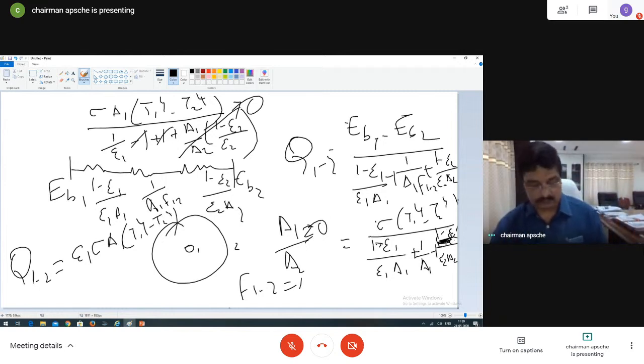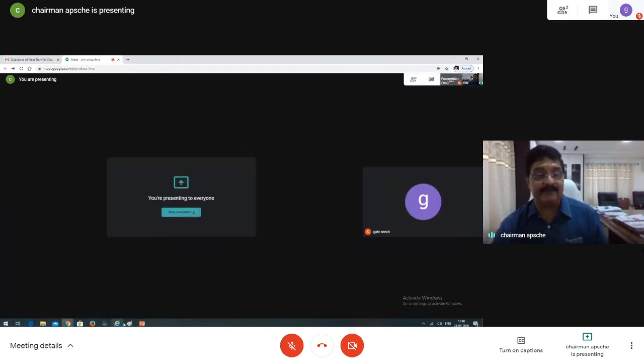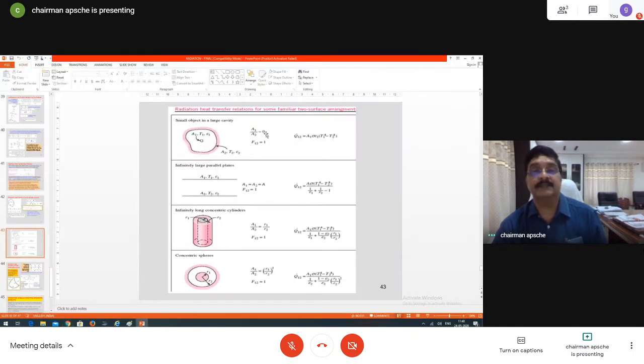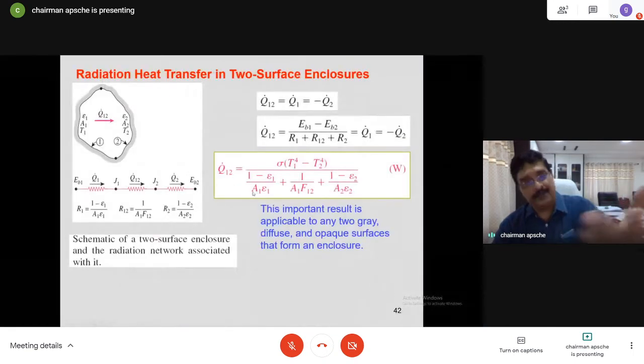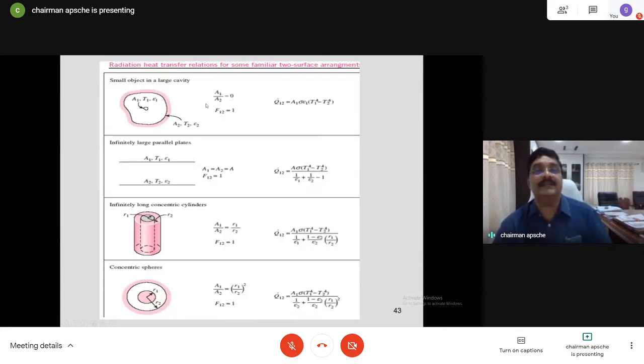Okay. So what do I say? If you know that equation, you can apply any kind of a condition into this. That's what I said. You have this equation, you go on applying the conditions. What are the conditions? If a small body is placed in a large enclosure, I take out two conditions. A1 by A2 is equal to 0, F1 to 2 is equal to 1, F2 to 1 is not equal to 1. Okay, so therefore I applied those conditions and therefore the entire equation became so much.